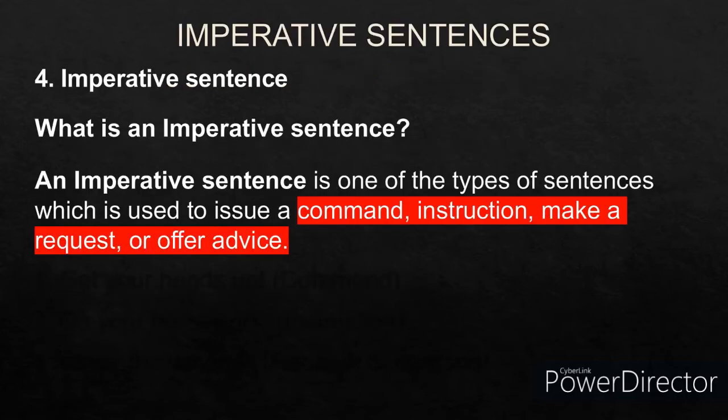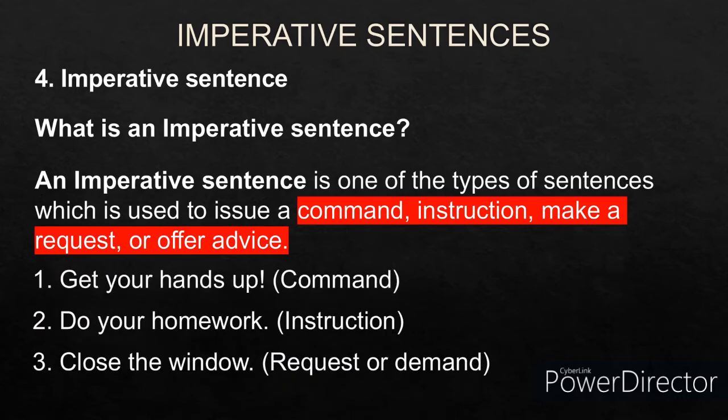Now the fourth type of sentence is the imperative sentence. What is an imperative sentence? An imperative sentence will always issue a command or instruction, make a request, or offer advice. Let us have a look at the examples. Get your hands up. This is a command. Do your homework. This is an instruction. Close the window. This may be a request or a demand.